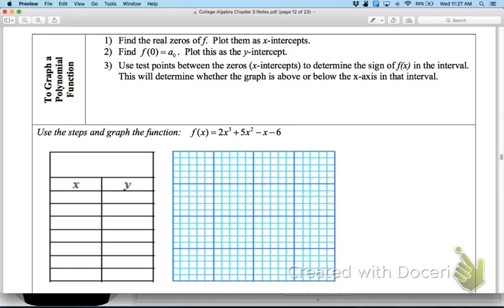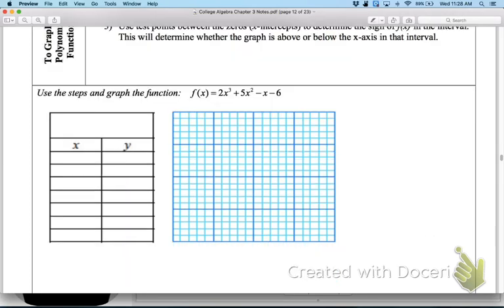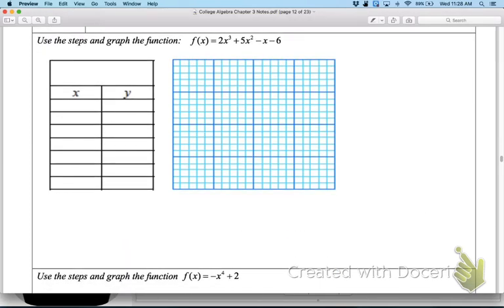You need to then pick some points for your table that are going to be between the x-intercepts and outside of the x-intercepts. That's going to help us get the final shape of our graph, and I'm going to show you how to use the table function on your graphing calculator to help you do that as well. So let's look at this first example. We want to use these steps to graph f of x.